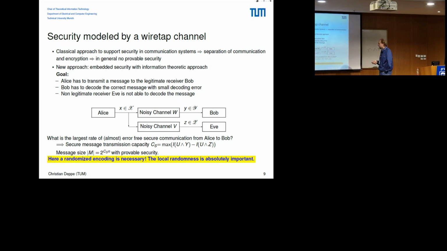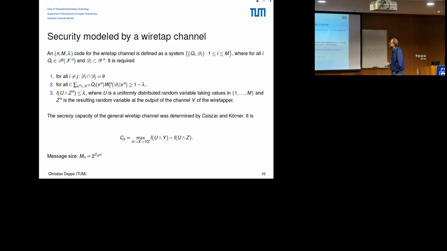What's important here is that we need randomized encoding just to confuse Eve. That was also done by Gerhard this morning. This randomized encoding is necessary to have this formula here. So again, here it is in more detail: here's the definition of a wiretap code.